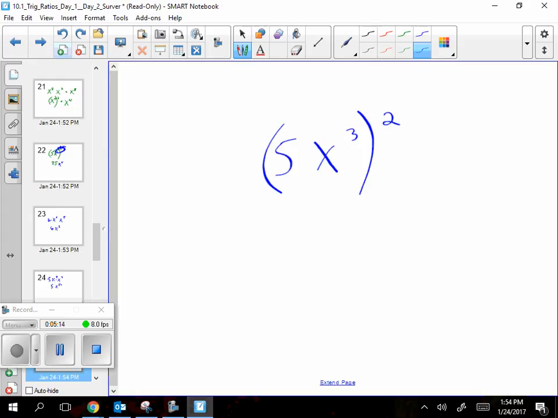Now that 5 is getting hit. It's getting hit with a power. And the x to the 3rd is also getting put to the power of 2. And it's different than last time. So you got to ask yourself, is this the kind you'd add? Is this the kind you'd multiply? Write down what you think the answer is. Compare with the kid next to you.